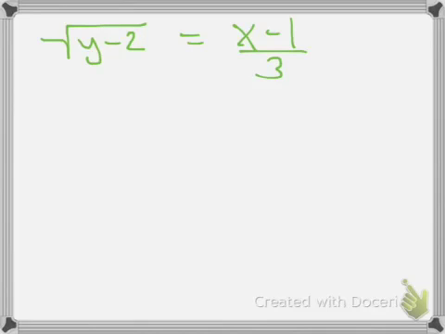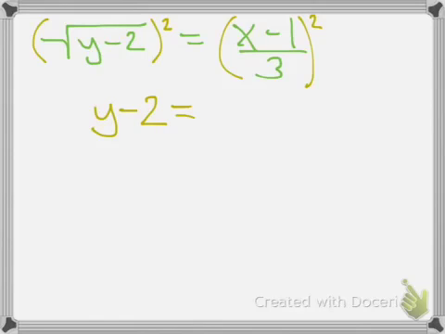Okay, well the next thing I need to undo is the square root. That's what's happening to the y side right now. And to undo the square root, I'm going to square both sides like this. And so now that I've squared both sides, on the left-hand side, the square and the square root are going to cancel, leaving just the quantity y minus 2. And on the right-hand side, I have this x minus 1 over 3 quantity squared, like that.